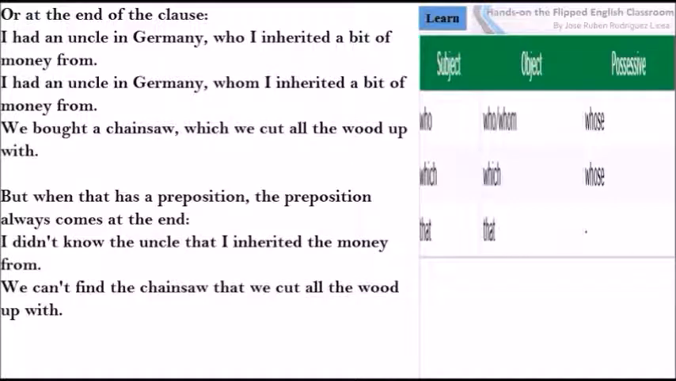Or at the end of the clause: I had an uncle in Germany, who I inherited a bit of money from. I had an uncle in Germany, whom I inherited a bit of money from. We bought a chainsaw, which we cut all the wood up with. But when that has a preposition, the preposition always comes at the end. I didn't know the uncle that I inherited the money from. We can't find the chainsaw that we cut all the wood up with.